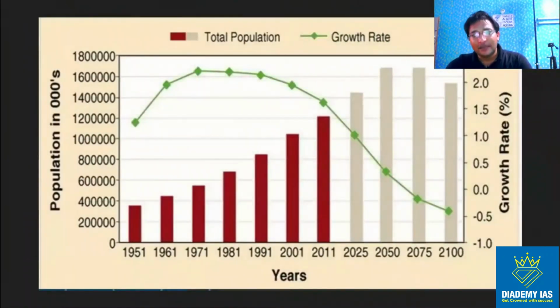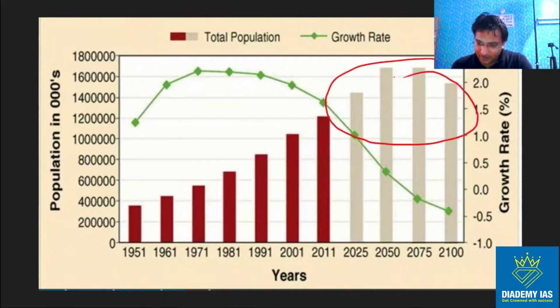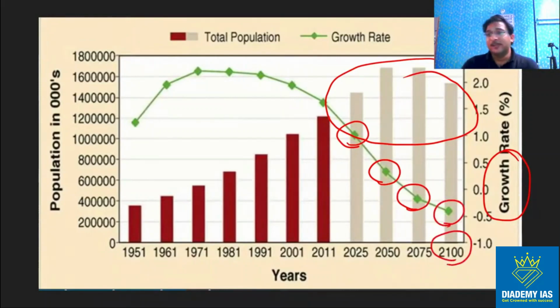So again, the same data given in another slide. So this is the anticipated data, ये anticipated हमारा है data आगे का. So we are anticipating that the growth rate will come down. In 2025, this growth rate will be 1%. In 2050, it will be slightly more than 0%. In 2075, this will be in negative. ठीक है? And in 2100, this will be further more negative. ठीक है? So our population will decline after certain time. ठीक है?